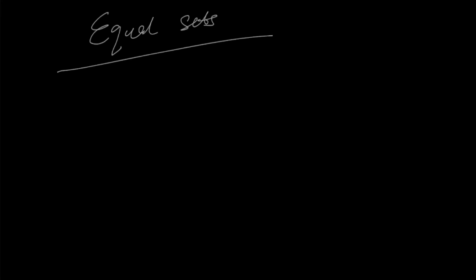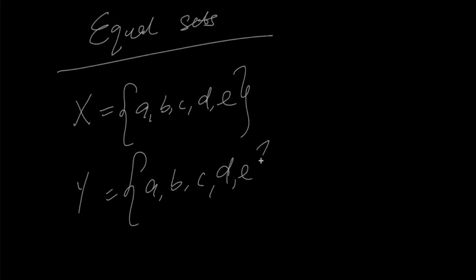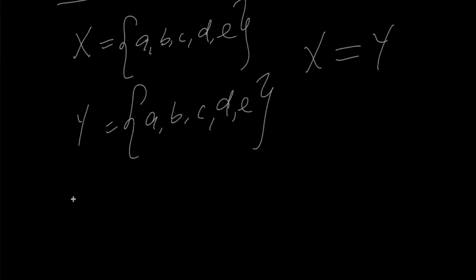Equal set. What is equal set? For instance, X is equal to A, B, C, D, E, and Y is equal to A, B, C, D, E. We say X is equal to Y. That is, they contain the same elements. The same elements.